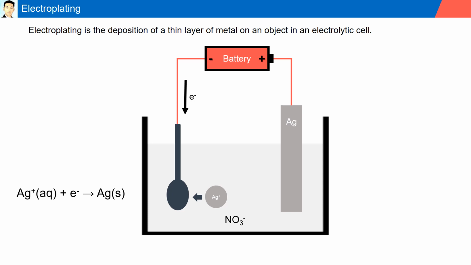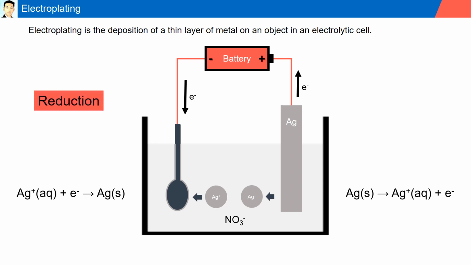Electrons are pushed down towards the spoon, where the silver ions in the solution gain an electron to become silver solid. While on the other side, the silver bar loses an electron. The atoms in the silver bar lose an electron to become silver ions in the solution, replenishing the silver ions that are being deposited onto the spoon. Here, the silver solid loses an electron to become silver ion.